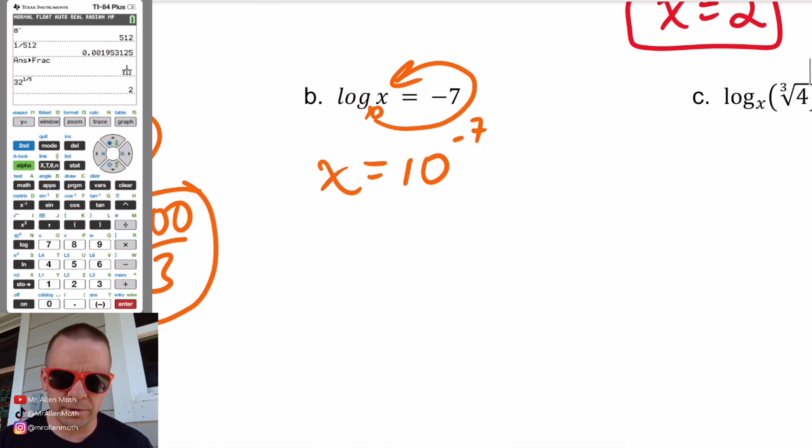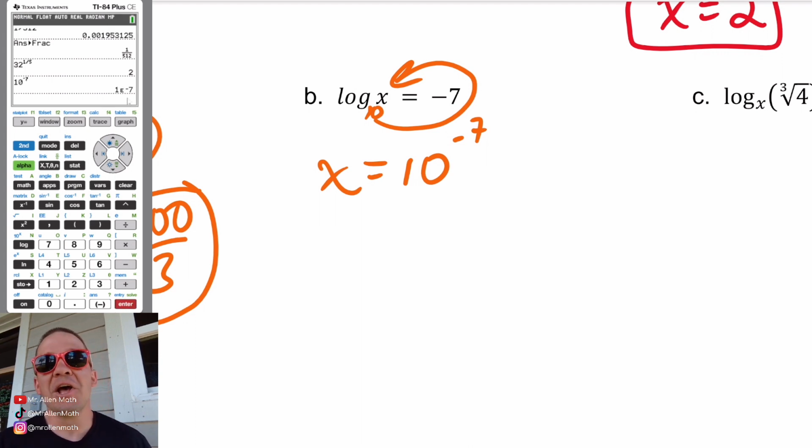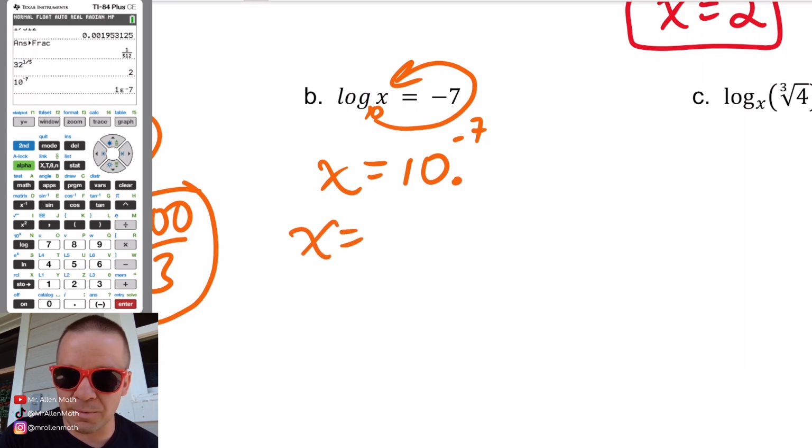I always get a little nervous on these, so I do actually like to plug them in. Okay, so negative 7. Make sure you hit that negative button and not the subtraction button. Hit enter. How many zeros we got? We got negative 7, right? So we're going to move the decimal place 7 places.